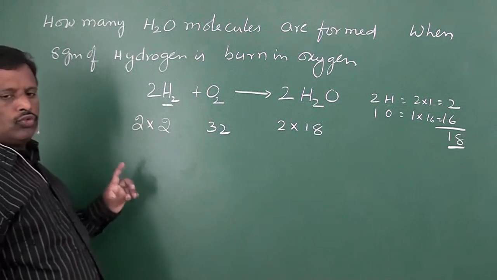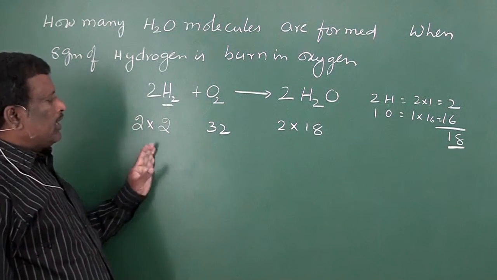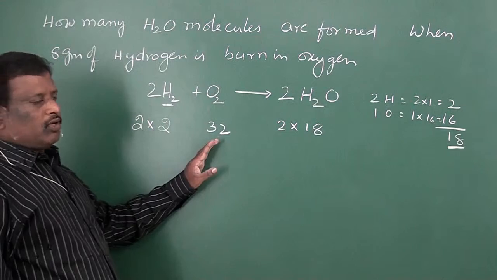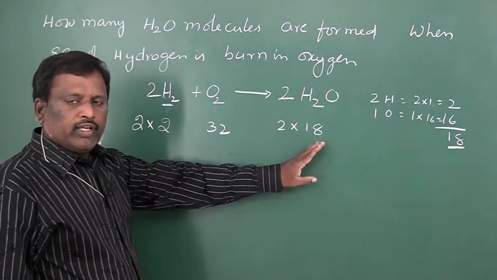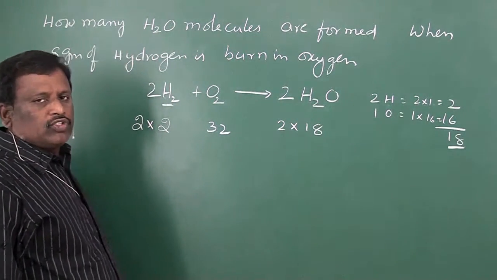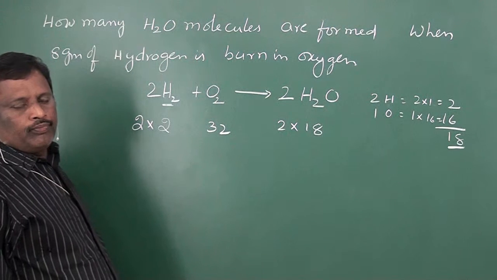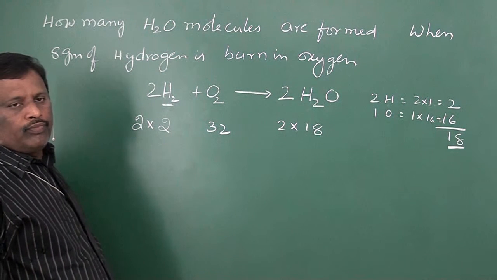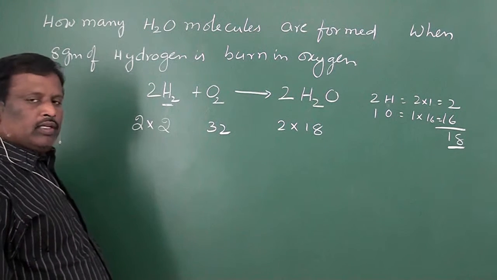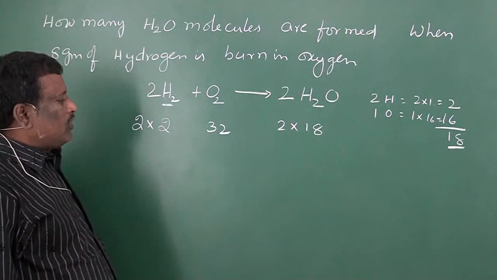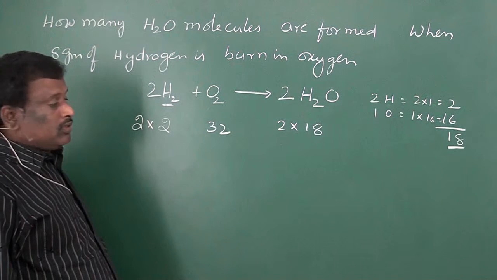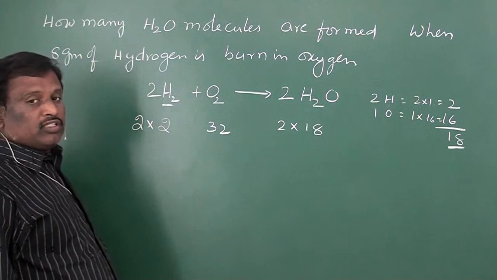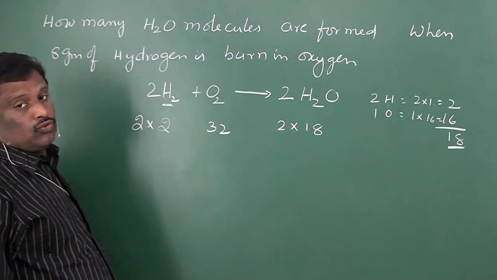That means 2 into 2, 4 grams of hydrogen can react with 32 grams of oxygen to give 2 into 18, 36 grams of H2O. That means 4 grams of hydrogen is reacting with 32 grams of oxygen to give 36 grams of H2O.